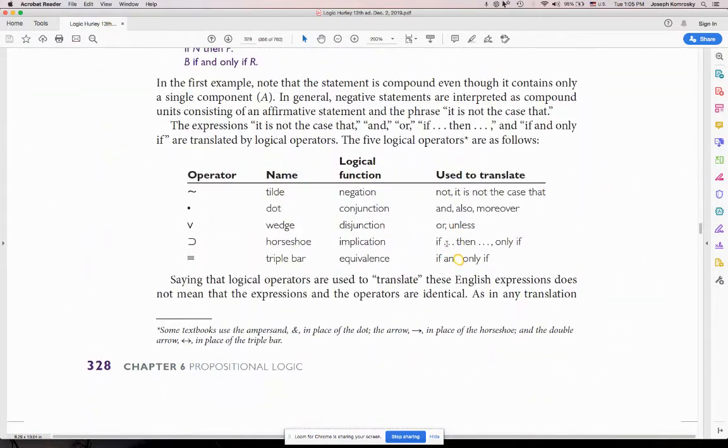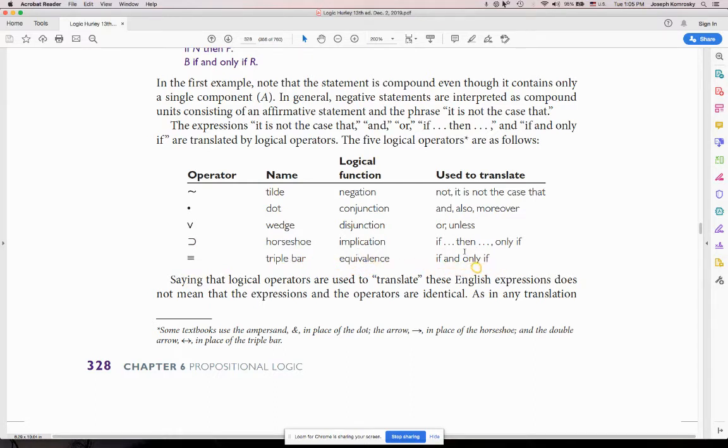And again, if you don't know what those are, okay, the tilde is all about negation. The dot is about conjunction, bringing two things together. The wedge is also bringing two things together in a different way. It's called disjunction. The horseshoe is about implication. If you have something, then something else follows. These are known as conditionals also. Some people say horseshoes, some people say conditionals. We'll go with what Hurley says, horseshoes. This one's triple bar. That just means equivalence. It's a very strong relationship between two conditionals.